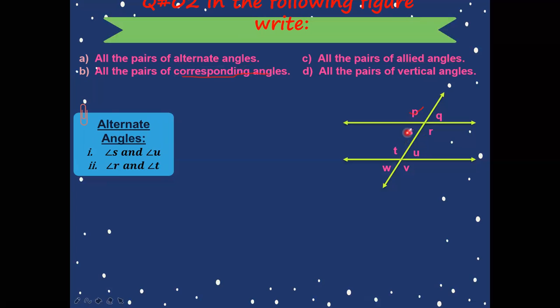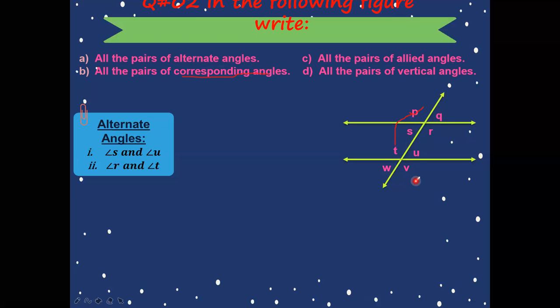But you have to decide which one you are going to make the pair with angle P. Obviously you are not going to take S as a corresponding angle because they are adjacent. The condition for corresponding angles is that they should not be adjacent, and P and S are adjacent. So you are not going to make the pair of P and S. Basically, you are going to make the pair of P with T. Okay. So angle P and T are corresponding angles.